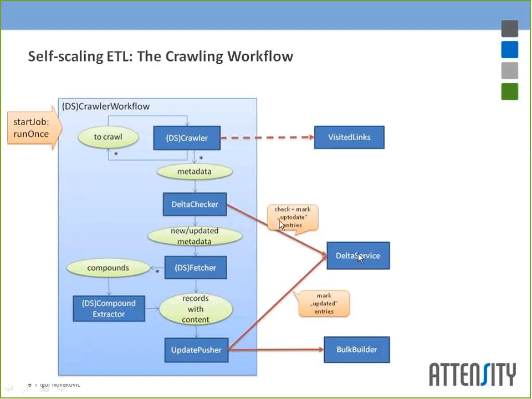in the way that it talks to the Delta service, which keeps track of the hash sums, for example, of the records, and gives the delta checker information whether the record has been changed. So the delta checker filters the metadata bucket and only pushes into the new bucket of new and updated metadata the records that have really been changed since the last crawling workflow execution.